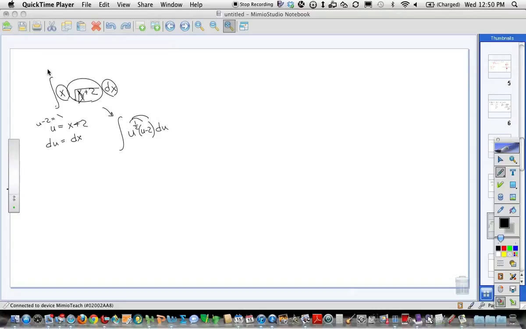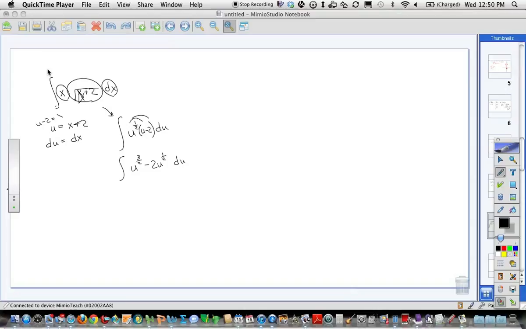Now this is another problem I've had people ask me about. They want to do the antiderivative right here. No, that's a product. We can't do that, right? We can't do the derivative of this or the antiderivative of this. But we can distribute that through. So that's u to the 3/2 minus 2u to the 1/2 du.